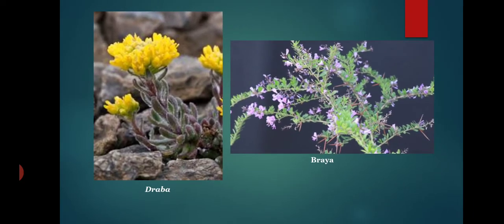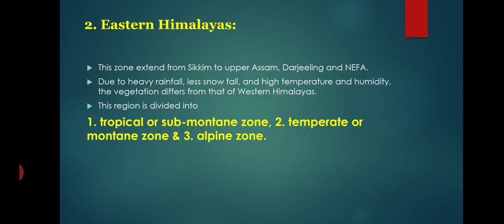And Braya. These two are very common flowering plants in that area. Okay, next we can see the eastern Himalayas. Most probably many of the characters are similar to the western Himalayas. Here also we can divide the area into the tropical submontane zone, the temperate or montane zone, and the alpine zone.